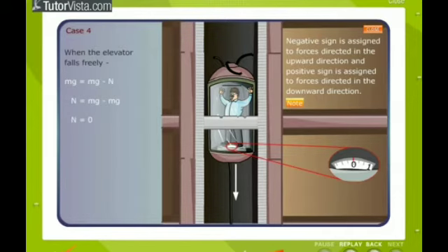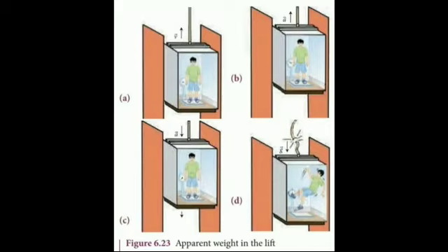So, the next, weightlessness. When the lift wire is cut, the lift falls with downward acceleration a equal to g. So, N is equal to m into (g minus g), which is equal to 0. Now, the person inside the elevator is in the state of weightlessness or free fall.